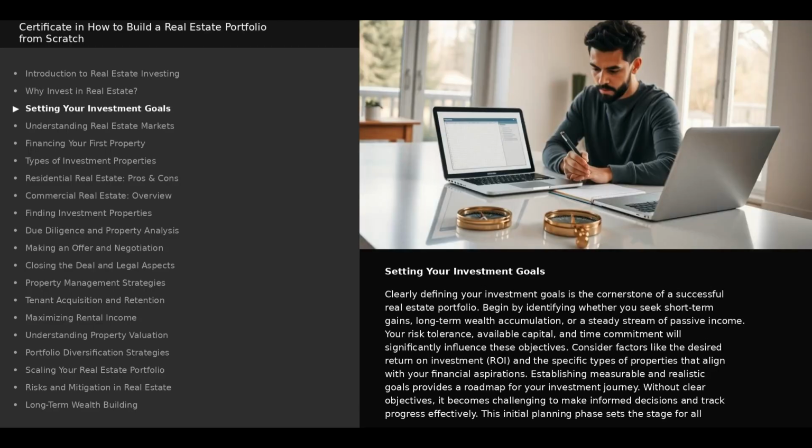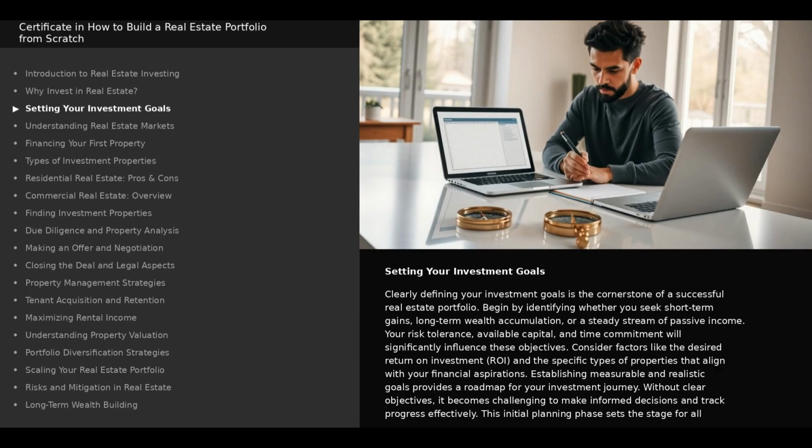Setting your investment goals. Clearly defining your investment goals is the cornerstone of a successful real estate portfolio. Begin by identifying whether you seek short-term gains, long-term wealth accumulation, or a steady stream of passive income. Your risk tolerance, available capital, and time commitment will significantly influence these objectives.